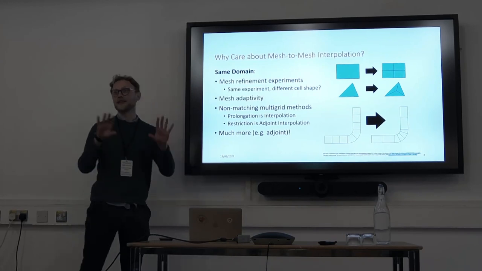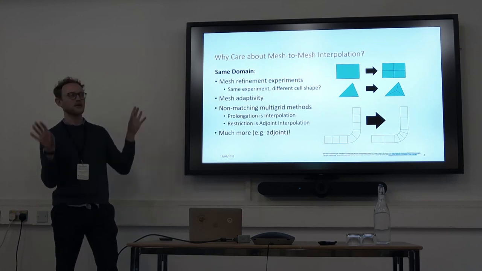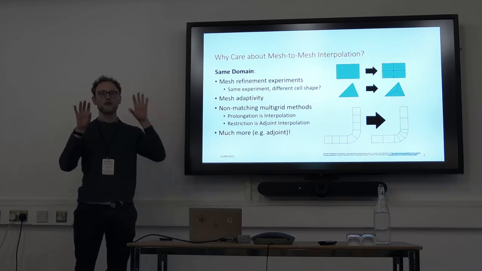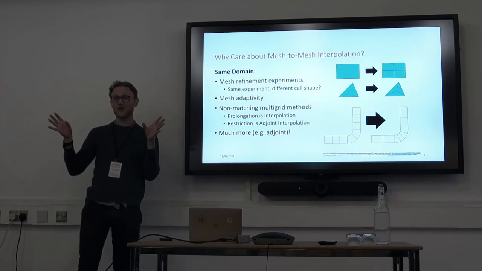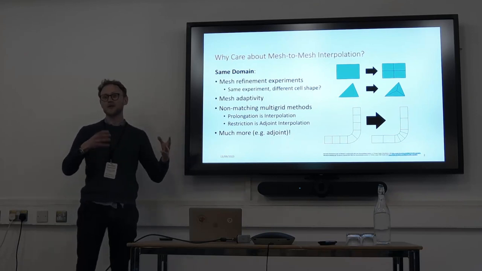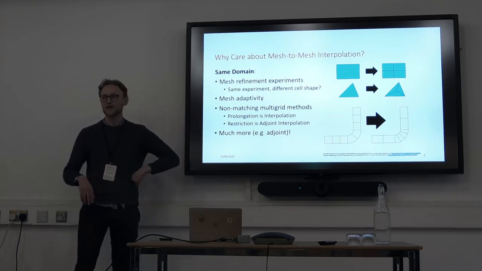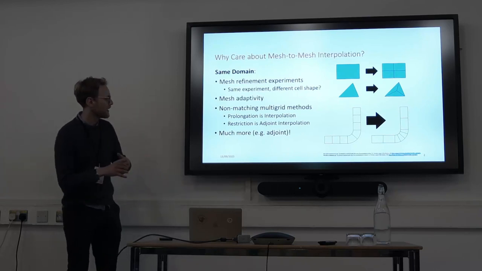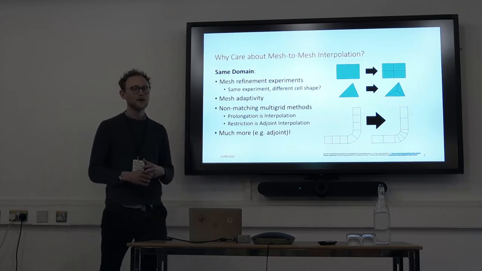So why would you want to do this? Why do you want to do mesh-to-mesh interpolation? If you're considering the same domain, you might be doing, say, mesh refinement experiments, and you want to get the solution from one mesh onto another mesh and compare them. You might be trying different cell shapes, or you are doing something like mesh adaptivity, and again, you can move solutions around. You might be doing non-matching multigrid, so prolongation is interpolation, restriction is the adjoint to interpolation, which I'll define in a minute, and many other things you might have, like things that I've talked about before to do with point data evaluation.